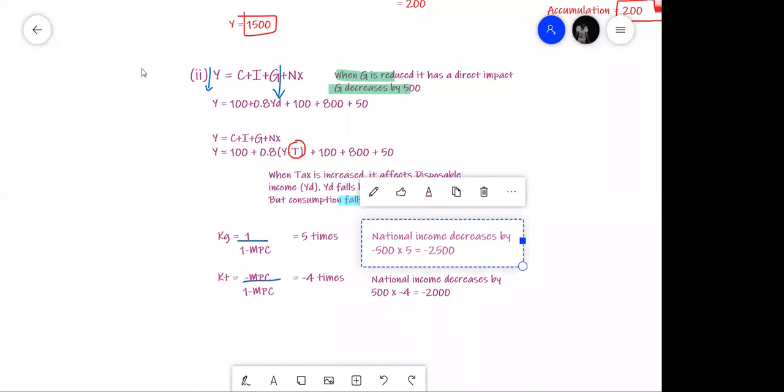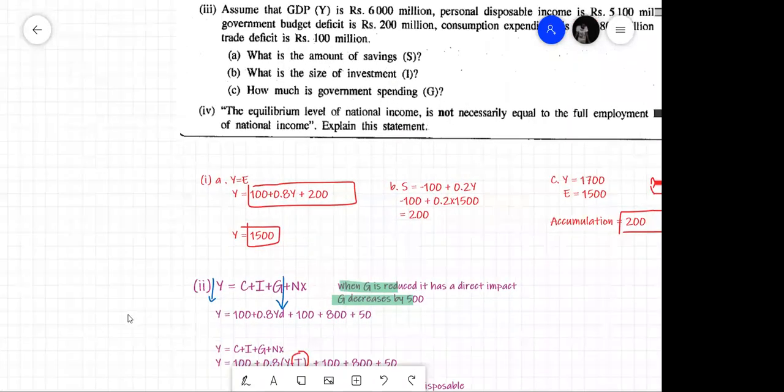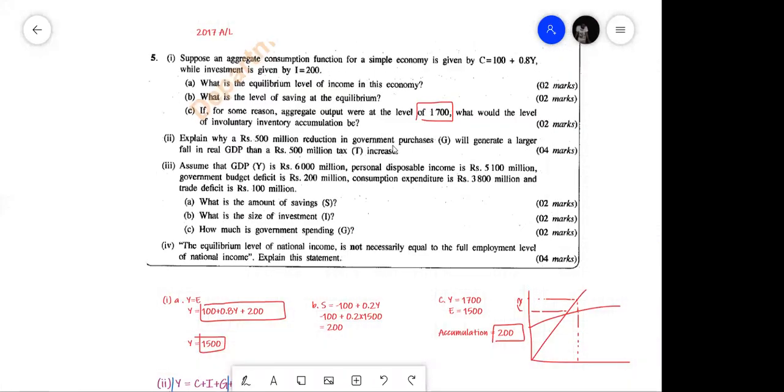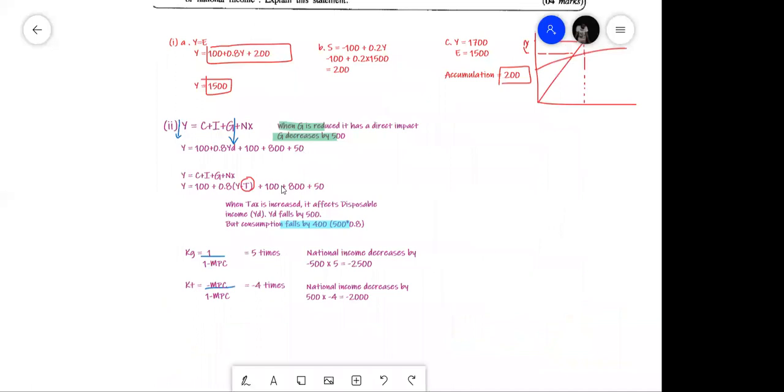Done? Rush to the final part here since I'm done with the final part. So that's that part. Why will a 500 million reduction in government purchases generate a larger fall in GDP than a 500 million increase in tax? We talk about the impact: this has a direct impact, this has an indirect impact, and then you can do the calculation and actually calculate the multiplier.